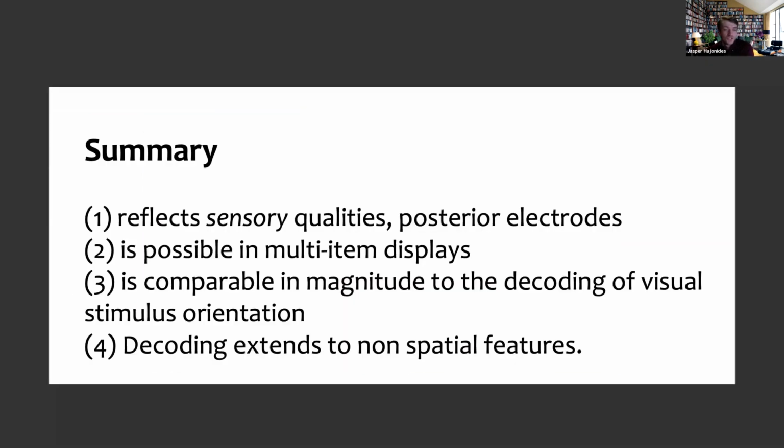So just to summarize, we show that color decoding reflects the sensory qualities located in posterior electrodes, and it's possible to decode features from multi-item displays. And color decoding has a comparable magnitude to decoding of visual stimulus orientation, and critically orientation, spatial frequency, motion. They all have spatial components, so they're more confounded by alpha power, eye movements, and visual color would have fewer issues with these confounds. So it might, in some cases, be a more clear measure that researchers can use in the future.